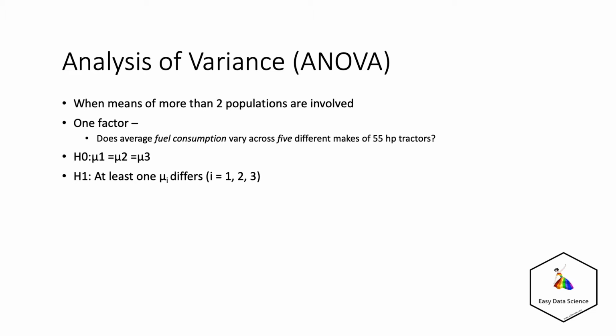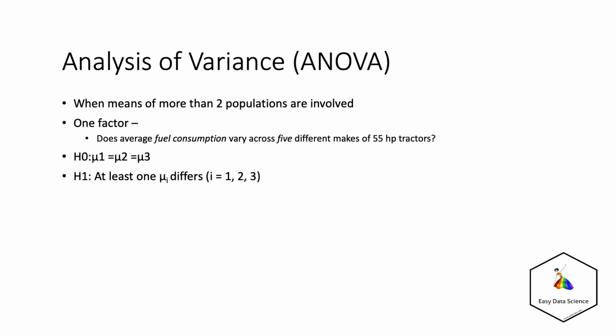So till now we have spoken about two populations. We were basically comparing parameters of two populations. What if there are more than two populations? That is where ANOVA comes into the picture. So for example, does the average fuel consumption vary across 5 different makes of particular HP tractors? Or does the fuel consumption vary across, let's say, particular engine cc automobiles, and so on. There you want to compare the average fuel consumption of more than two populations, and that is where you use analysis of variance or ANOVA.